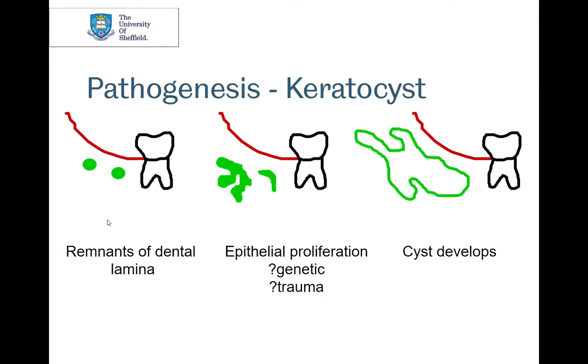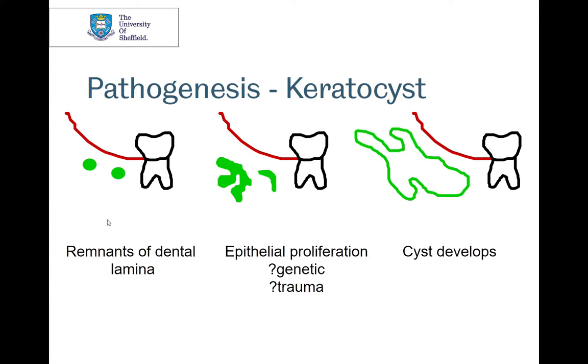In its pathogenesis, the dental lamina remnants, which are most common in the area of the retromolar pad round about the posterior aspect of the third molar tooth, will grow and divide. We are still to this day not sure what the trigger for that is. Is there some underlying genetic abnormality? Is it triggered by trauma? We don't know, but this epithelium begins to grow and divide, and then in time it will break down in the center of the balls of epithelium as they grow, and a cyst will form.